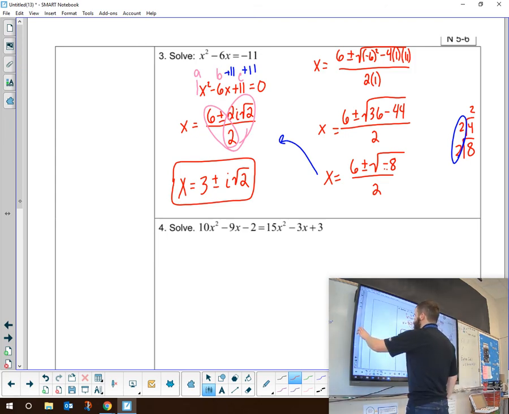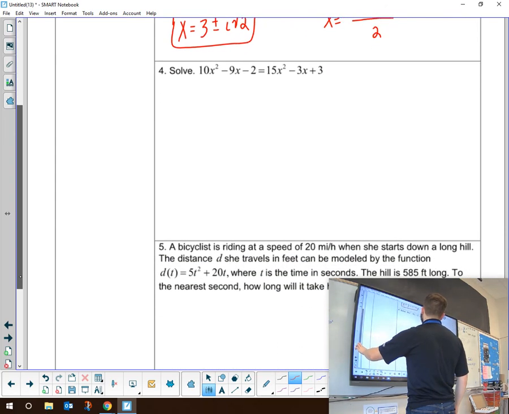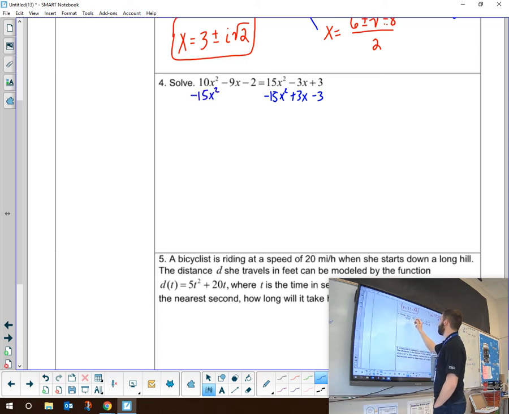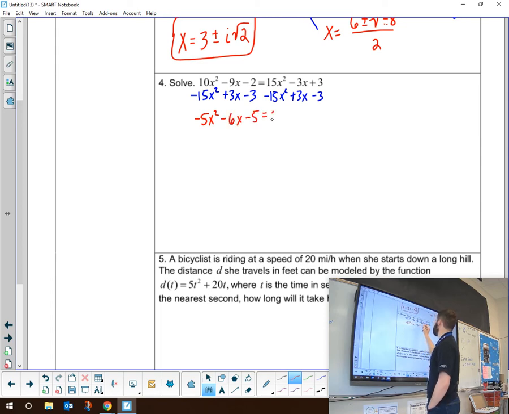All right, guys, here we go. Number 4. Once again, we need to move everything to one side, set it all equal to 0, and then plug it into our formula. So first, bring everything to one side. Let's go minus 15x squared plus 3x minus 3. So we're going to have negative 5x squared minus 6x minus 5 equals 0.